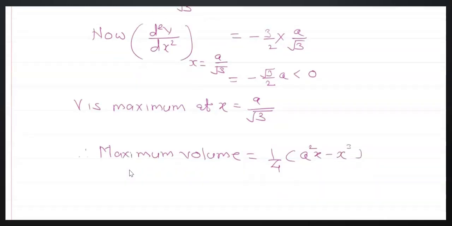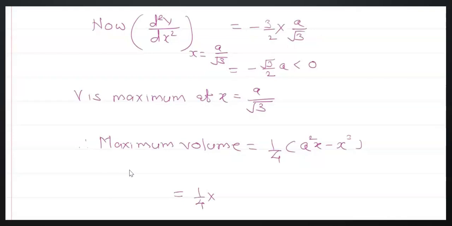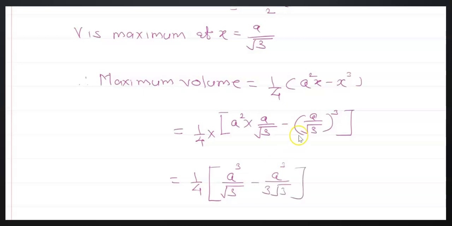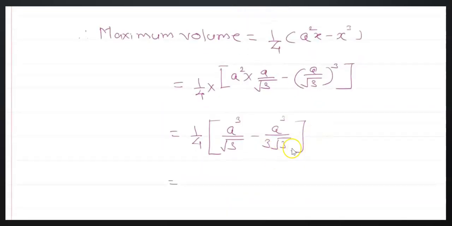One by 4 in bracket (a square x minus x cube). A square, the value of x is a upon root 3, minus (a upon root 3) bracket cube. Now we'll simplify this. This is 1 by 4 (a cube upon root 3 minus a cube upon 3 root 3). That is, root 3 cube means 3 root 3.